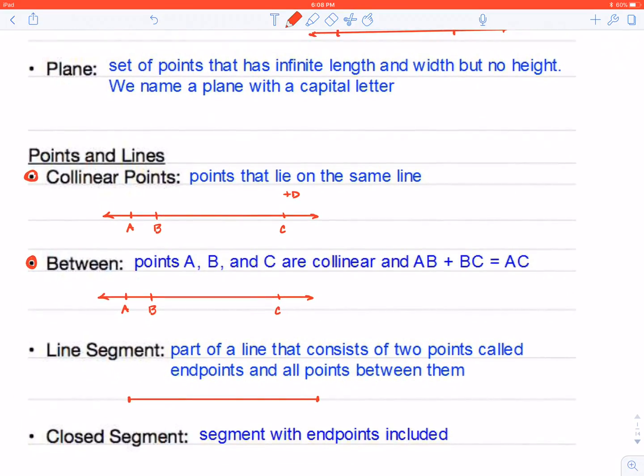Collinear points, points that lie on the same line. You'll notice that I have an example here of 3 points that are collinear. A, B, and C all lie on the same line, but point D does not, so we would say it's non-collinear.